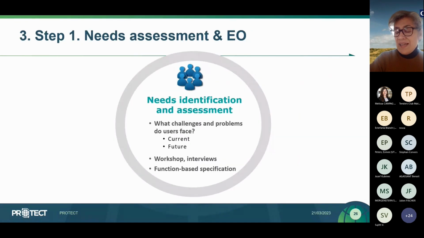So here, the very first step is the needs assessment. We use different techniques to do that. We want to know what challenges and problems the user faces, whether these are current or future in the context of climate change. For this, we do workshops, normally interviews, and very specifically, we try to look at the functions, at what the functional requirements are.